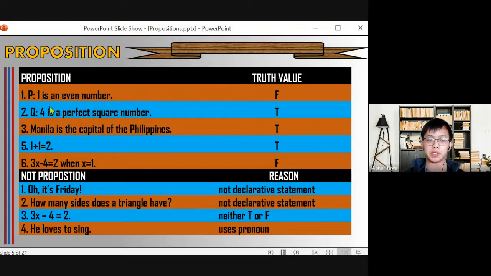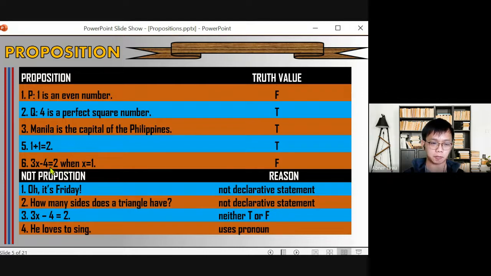And we have here our second example, our proposition Q. Proposition Q states that 4 is a perfect square number, and the truth value of that is true. Another example, number 3: Manila is the capital of the Philippines. The truth value of that is true. And then number 5: 1 plus 1 is equal to 2, and the truth value of that is true.